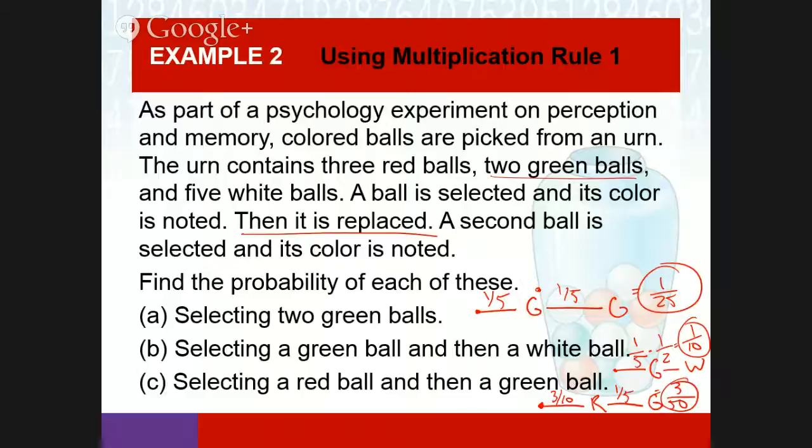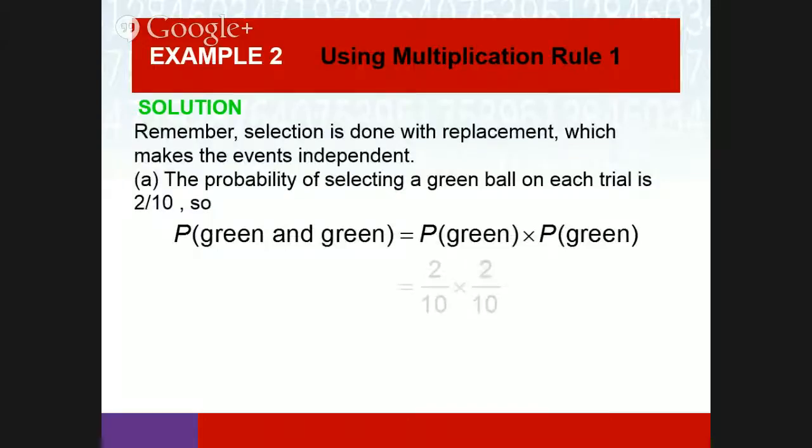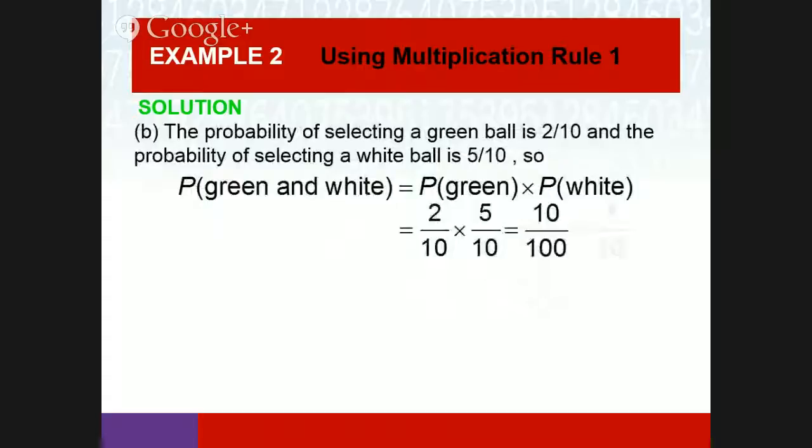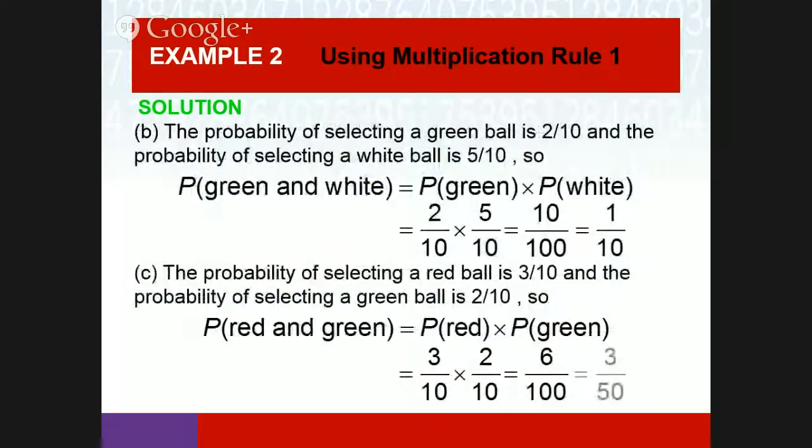The tree diagram is a lot bigger than this, but we only care about the branch of getting a red one and then getting a green one. So we do the probability of red times the probability of green, and we get the probability of this branch. So we're just focusing on one single branch of the tree. Exactly. You're focusing on one single branch of the tree diagram. We only care about the branch of green, green, or red, green.